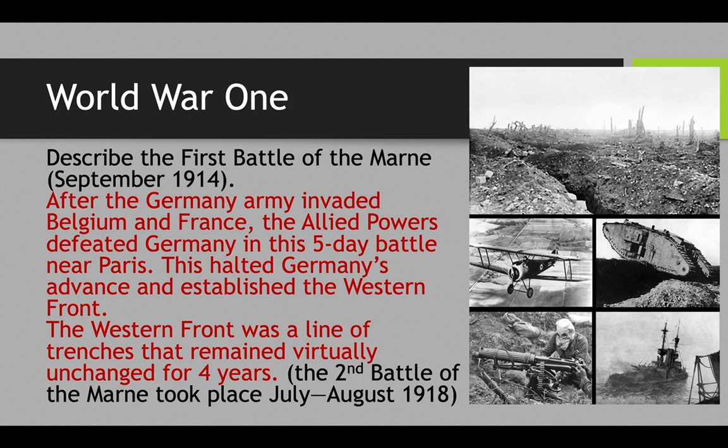And just to illustrate that, there was a second Battle of the Marne that took place 4 years later in the exact same spot, showing that no progress had been made on either side for 4 years on the Western Front, but millions of people had died in trying to make progress for their side.